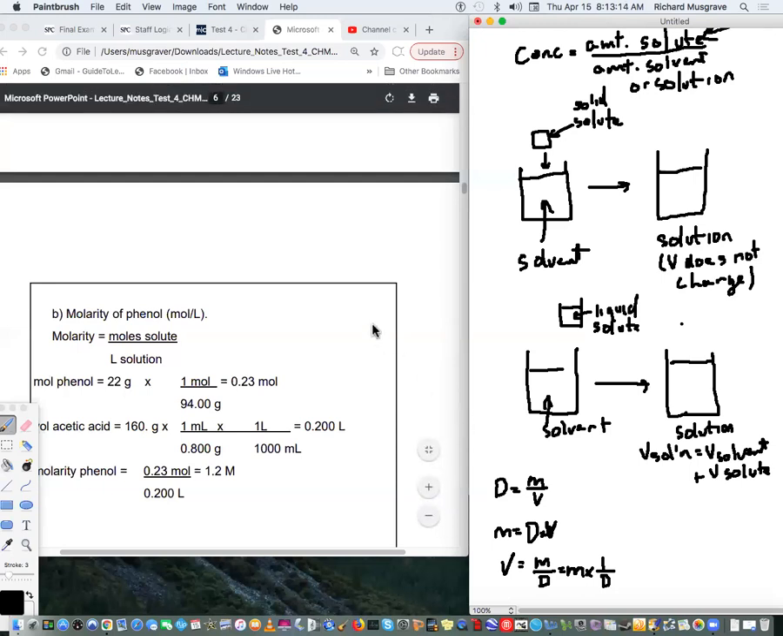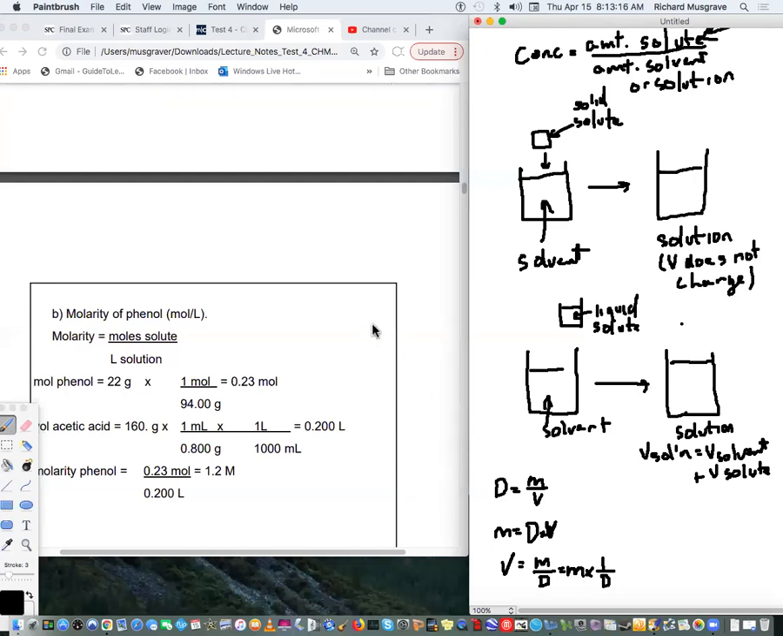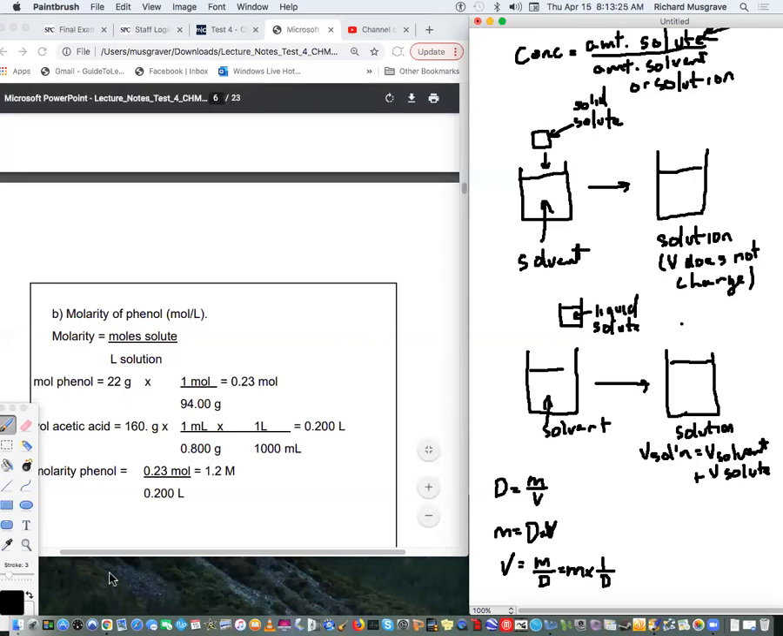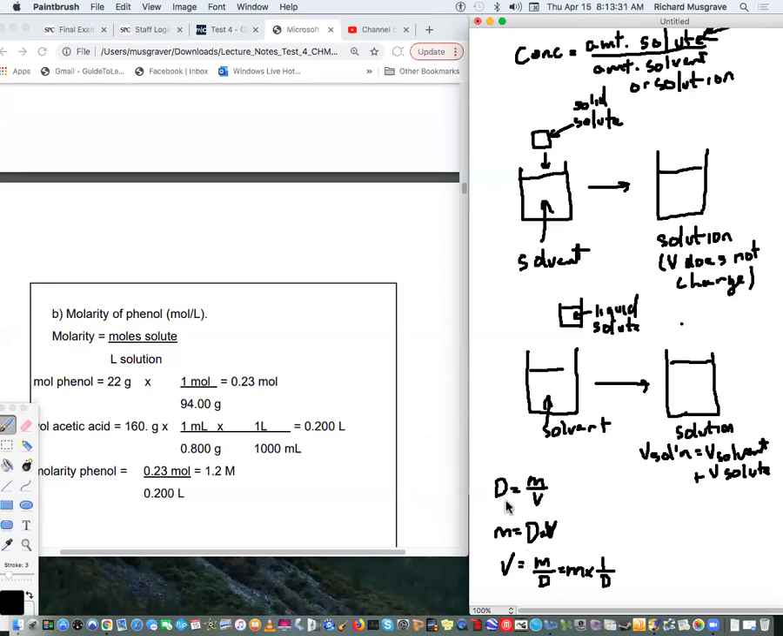Okay, any questions? We've only got 8 people here. Can you show how you got the volume of acetic acid again? Okay, if you look at the formula, are you okay with the density formula that I have, mass over volume? Yeah. And how about the rearrangement of it? So volume is mass divided by density, or times 1 over density. Is that okay? Yeah.